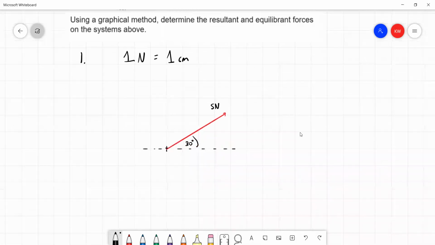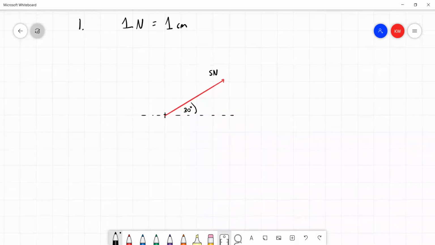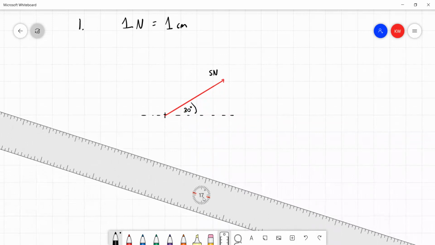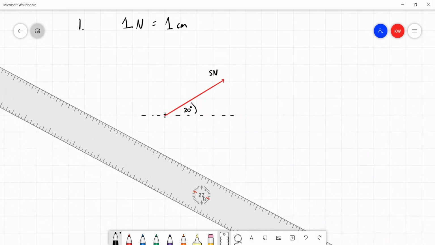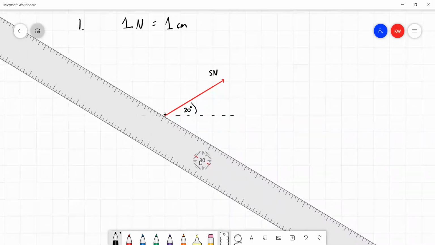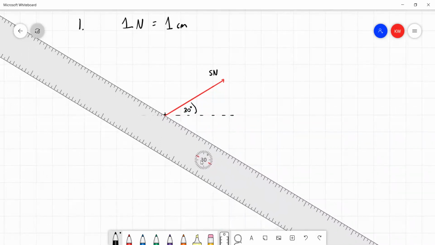Now we're going to draw in the 10 newton vector, so I'm going to do a very similar thing. I'm going to get an angle of 30 degrees downwards from our dotted line, to line the ruler up with the starting point here selected. Now I'll use a blue pen for this vector and draw a 10 centimetre line.